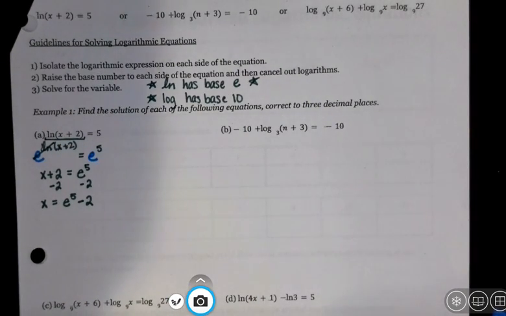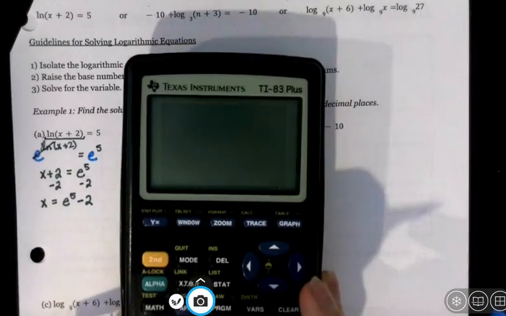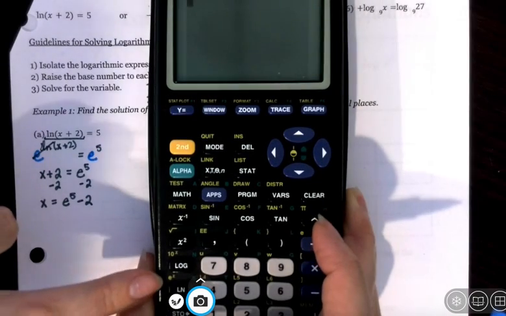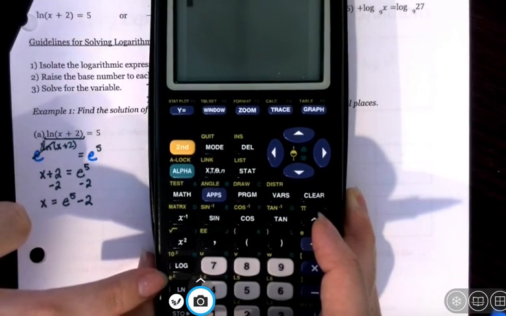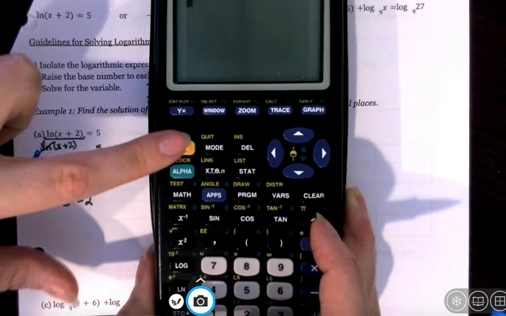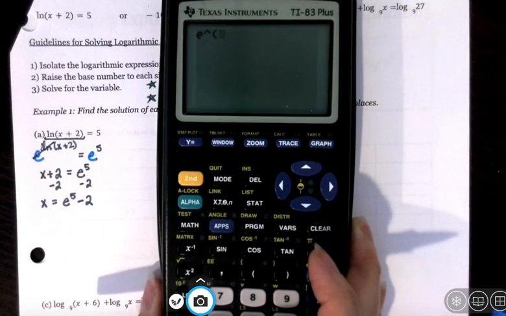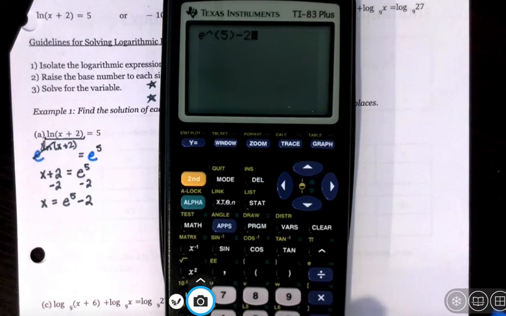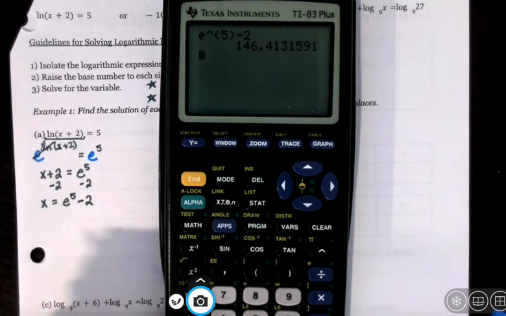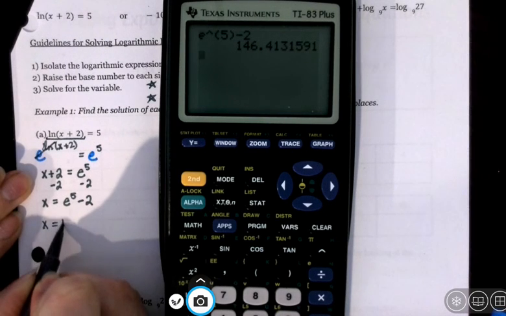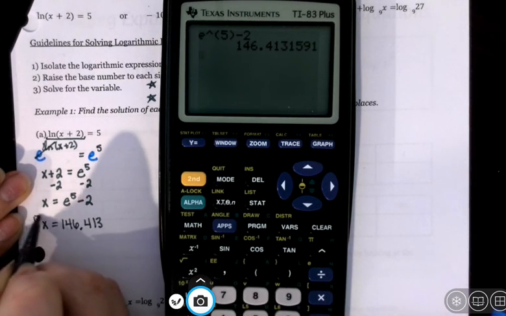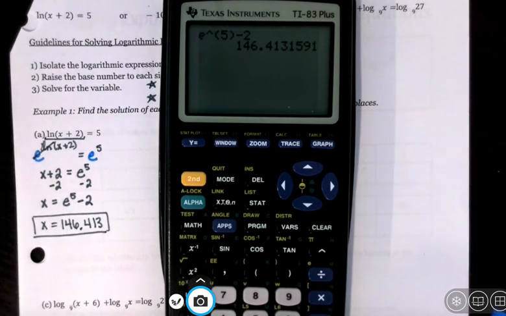And it does say to round to 3 decimal places. So in my calculator, I'm going to figure out what that is. So my e button, I hope you can see it, is down here. On mine it's in yellow, so I'm going to hit my yellow second button first. So I'm going to hit second, natural log. So I have e to the 5th, close my parentheses, minus 2. So my x is equal to 146.413. And we were able to solve our natural log.